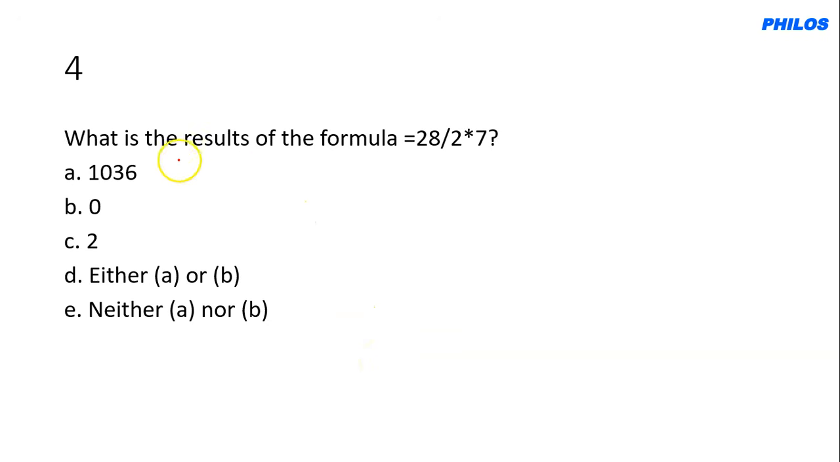Question 4 says, what is the result of the formula equals 28 divided by 2 times 7? To solve this, remember, I told you that for division and multiplication, we choose the one to do first depending on where it is located. So when you look at division, division is at the left side, and multiplication is at the right side. So you need to operate the division first.